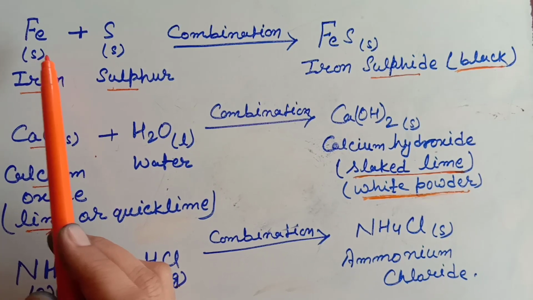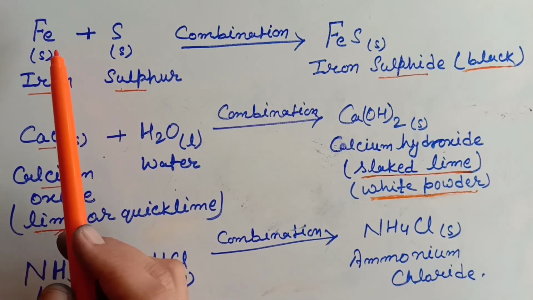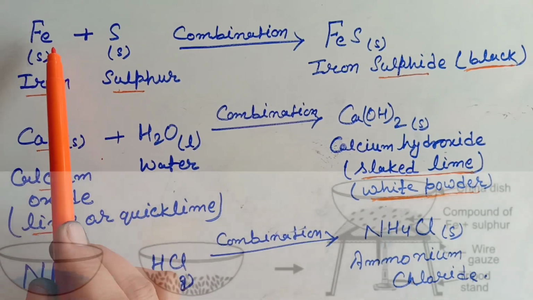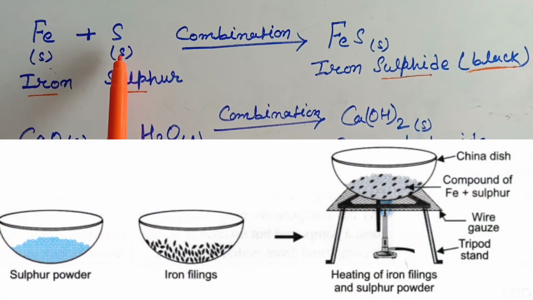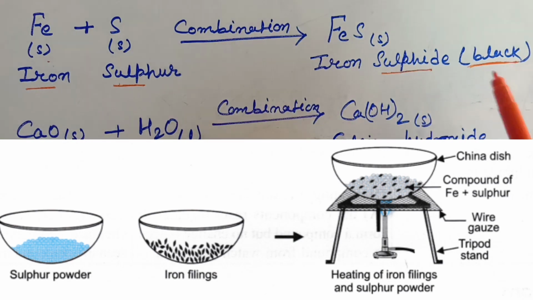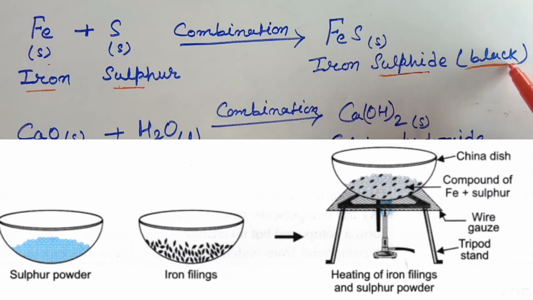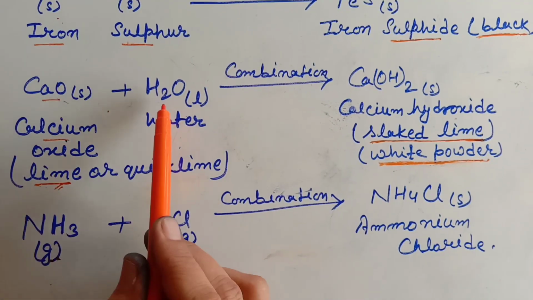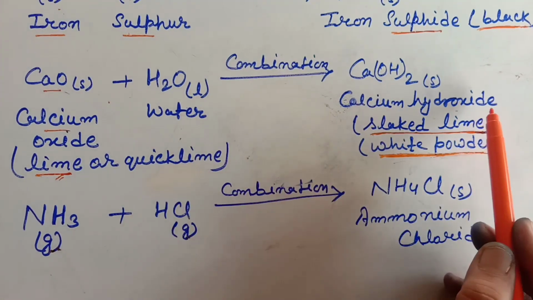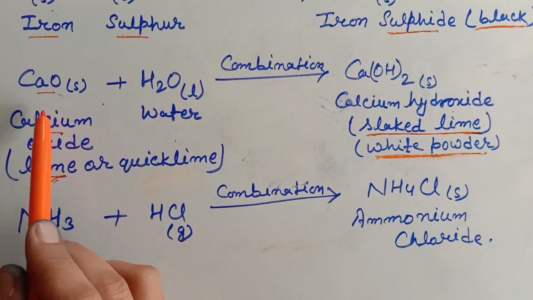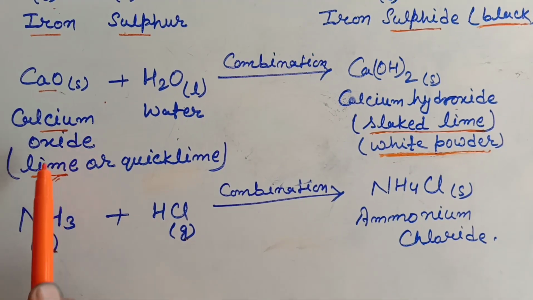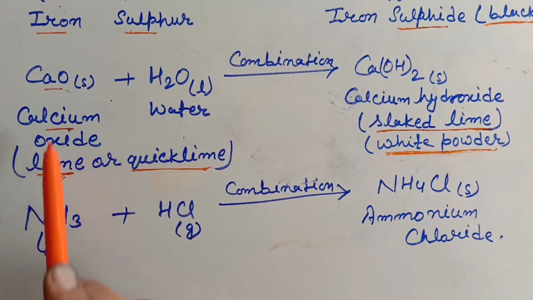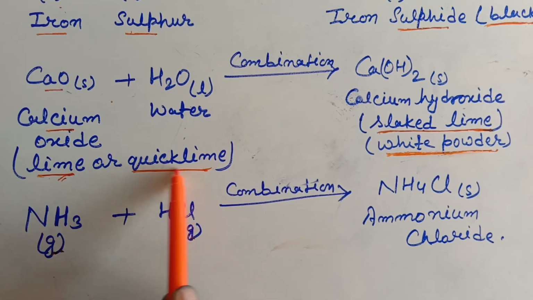See some more examples of combination reaction. Look at this picture here, iron and sulfur. When iron powder is heated with sulfur, it produces what? Iron sulfide, and the color of iron sulfide is black. Now another example: calcium oxide reacted with water forms calcium hydroxide. Dear students, the another name of calcium oxide is lime, or quicklime.